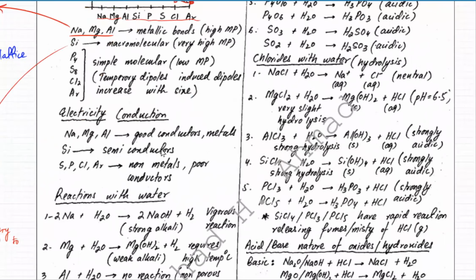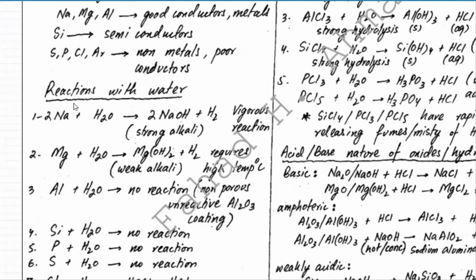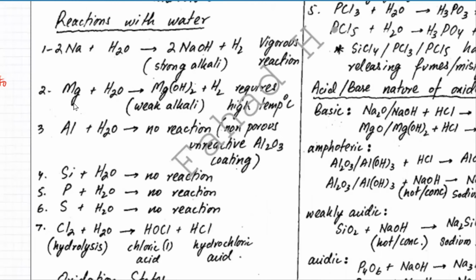Then you've got electric conduction. So it's obvious that the first 3 are metals, so they're good conductors of electricity. You should know the reason. It's they got delocalized electrons. That's why. Non-metals are obviously not going to conduct electricity. They're covalent molecules. They're poor conductors. They don't have delocalized electrons. The rest is about their reactions with water. So most of the stuff is just memorization from now on.